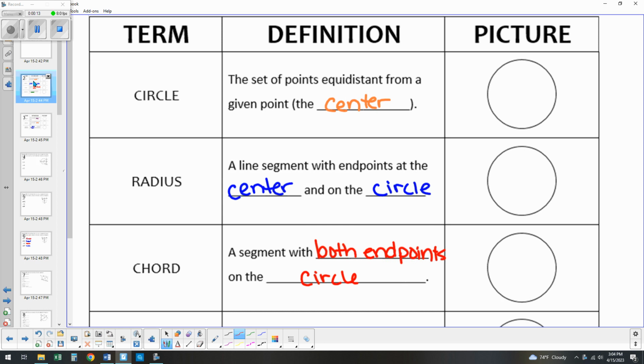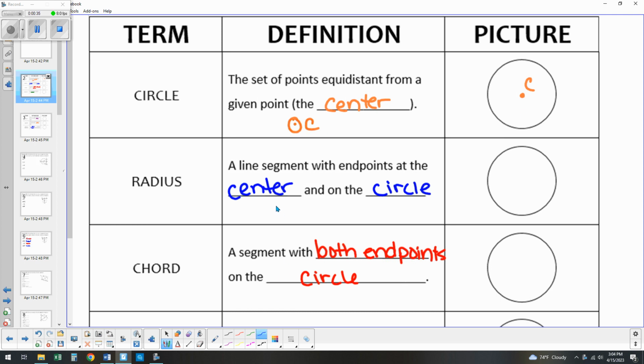A circle is the set of all points equidistant, or equally distant, from a given point, which we call the center. So if in this picture we had a dot to represent the center, whatever point they put there is the center, and that's also how we name the circle. We draw a little circle with a dot in it and then put the letter of the center. So this is circle C.